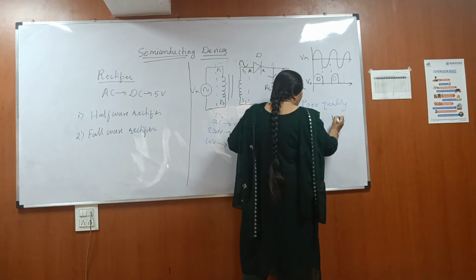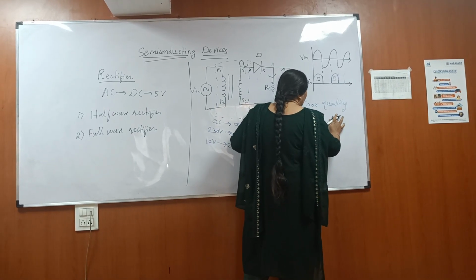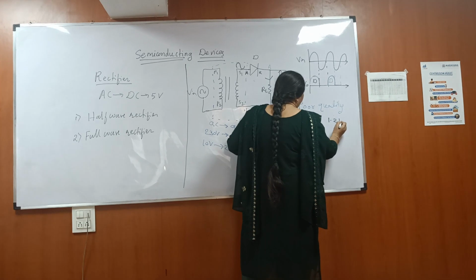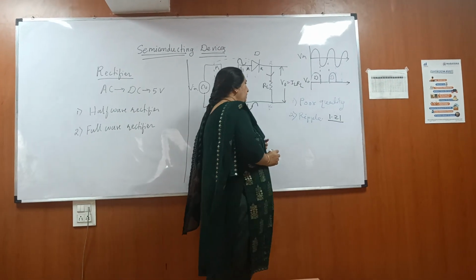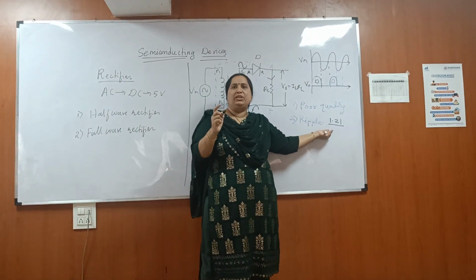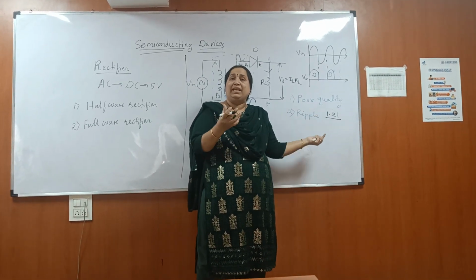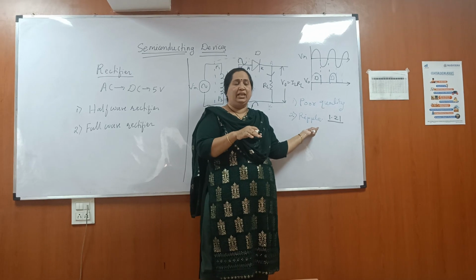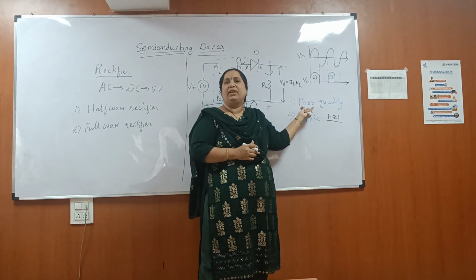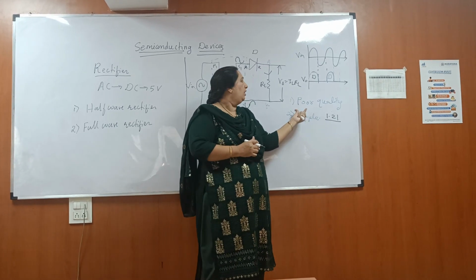Ripple factor is 1.21. Means, for example, if output voltage is 1 volt DC, it contains 1.21 volt AC. Means the AC part is more than DC. So the quality of this circuit is very poor.